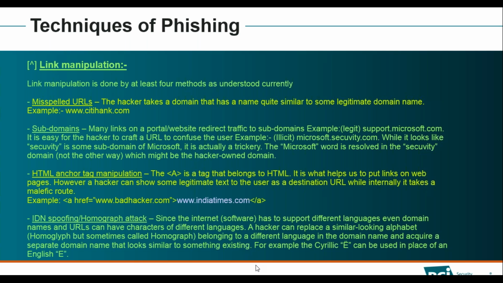The other thing that is now really coming up very well is that, since the internet has to support different languages, it ends up even approving or using characters which are similar to English characters with minor variations. So a hacker may simply buy those. So look at this. The Cyrillic E can be used in the place of an English E. So it's very well possible that such manipulations are done.